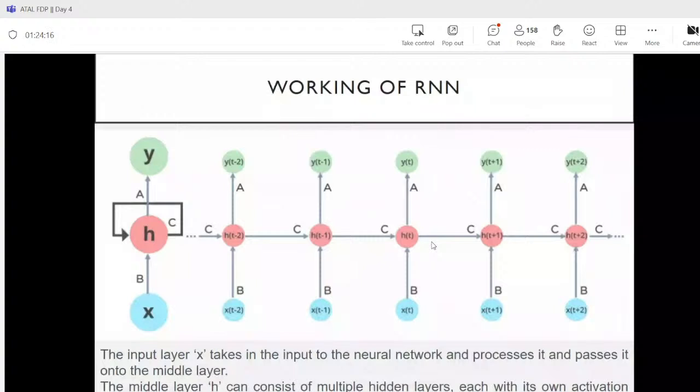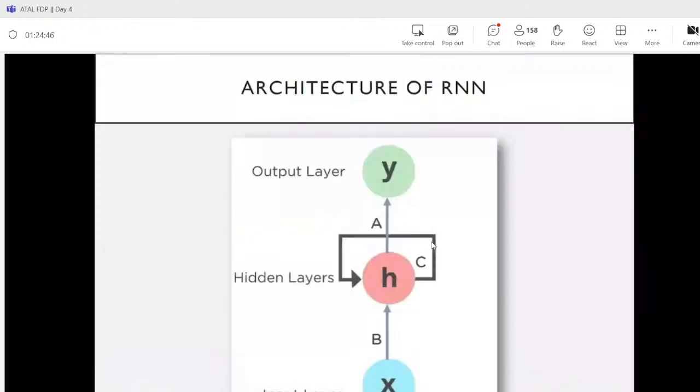The same thing I have expanded in a different way with the two different states of past and present, but the input layer will be only one. The input layer X takes the input of the neural network, processes it and passes it on to the middle layer. The middle layer H consists of multiple hidden layers, as I said, with different activation functions, weights and biases.